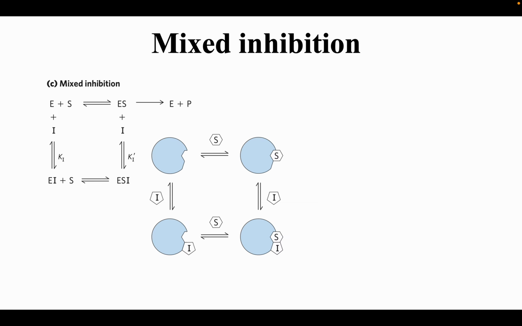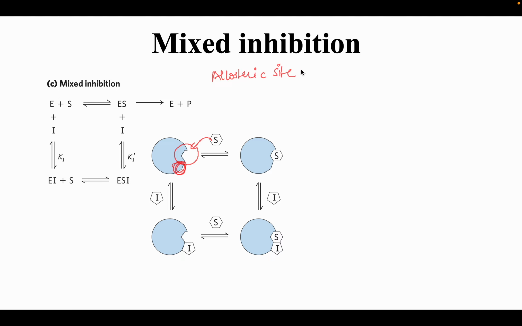Now let's move on to mixed inhibition. In mixed inhibition, this is the representation here. We have an active site, and the substrate is going and binding to the active site. But the inhibitor is binding here, which is not the active site. So it is binding to the allosteric site, we can say.